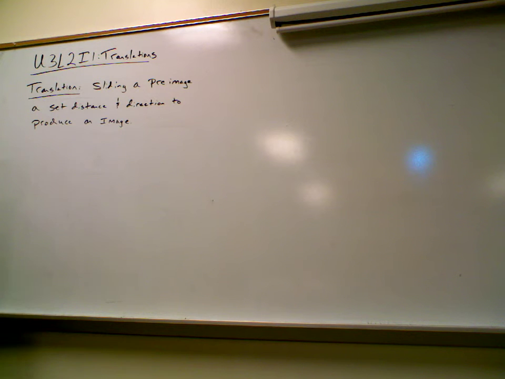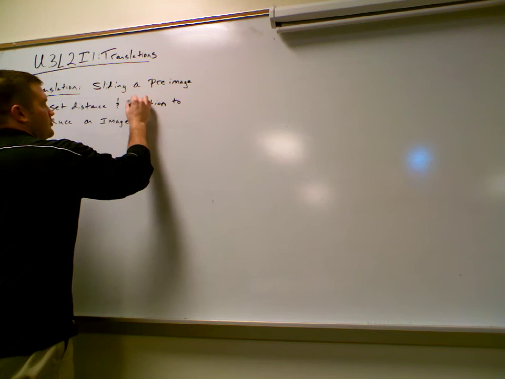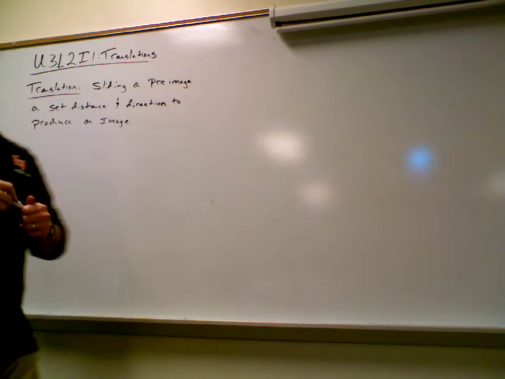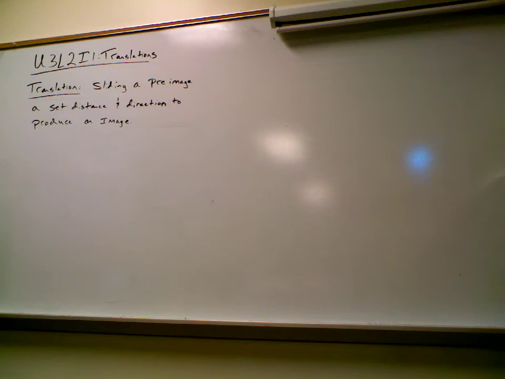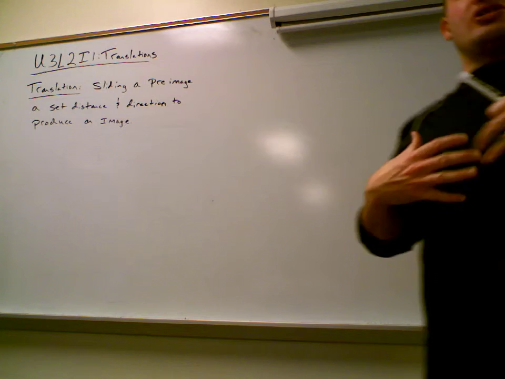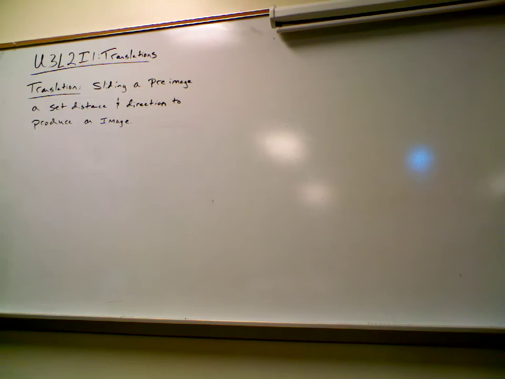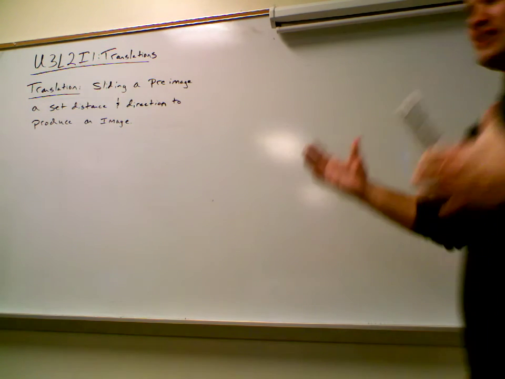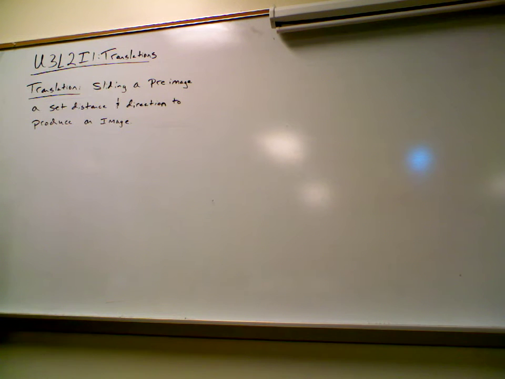Have you ever watched Toy Story before? You know when Buzz Lightyear walks across the screen? His bottom half is moving, but his top half really isn't. The way they do that in computer graphics is they take his torso and just slide it across the computer screen. They translate it. So what we're doing right now is what they do when they're moving these Pixar characters across the screen. It's sliding a pre-image a set distance and direction to produce an image.